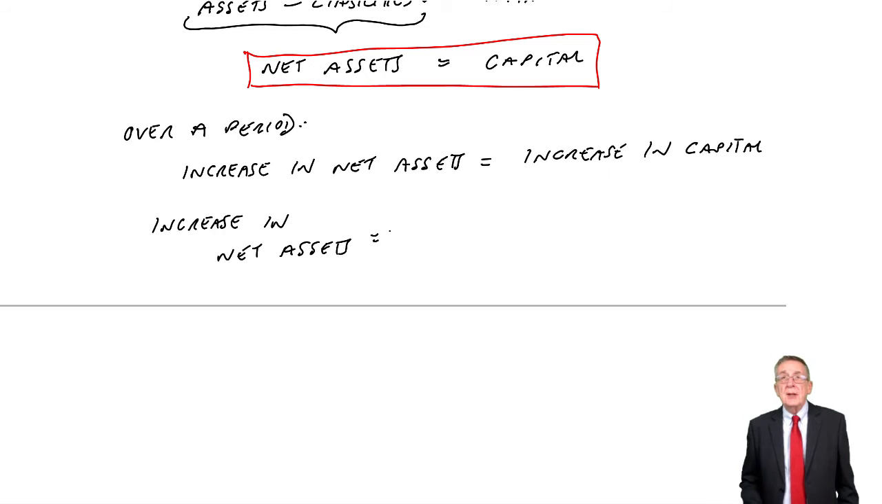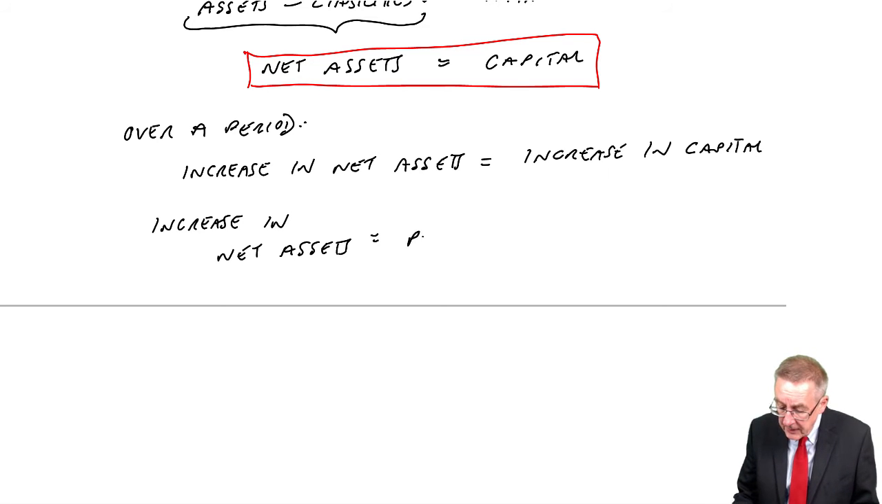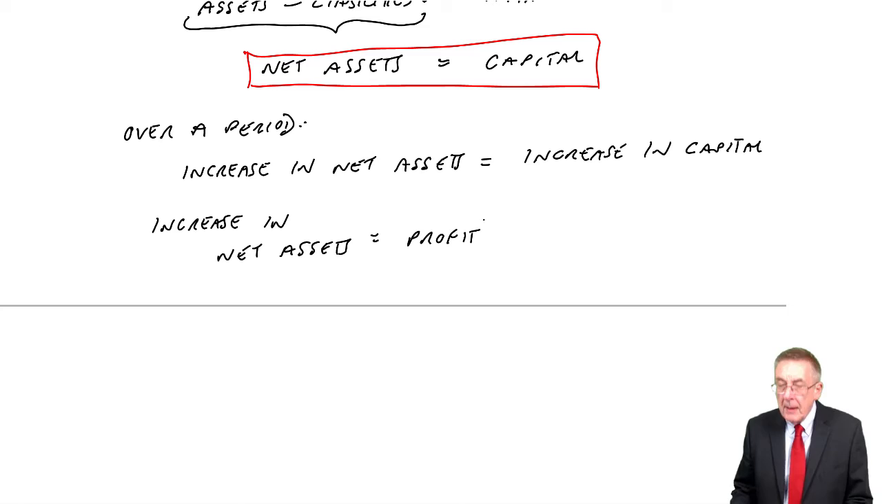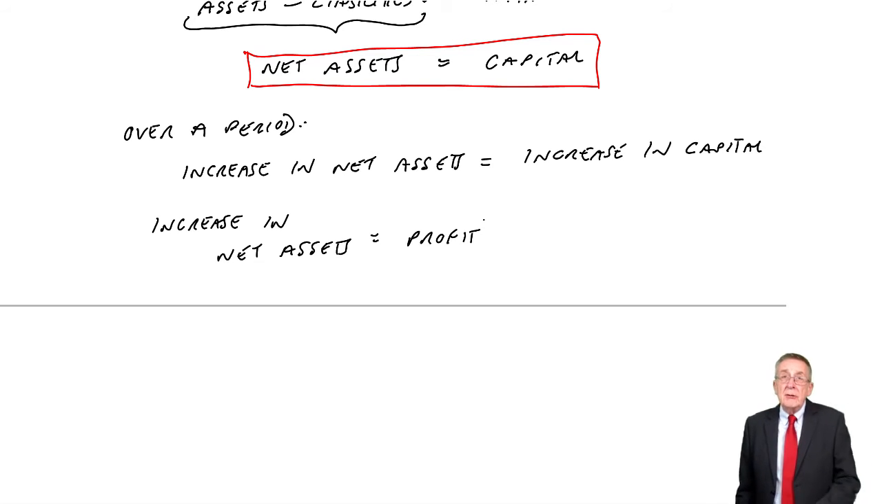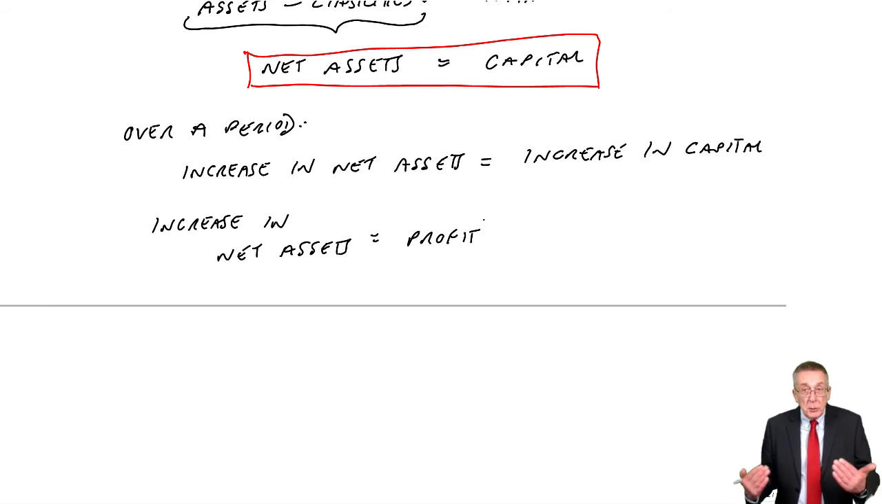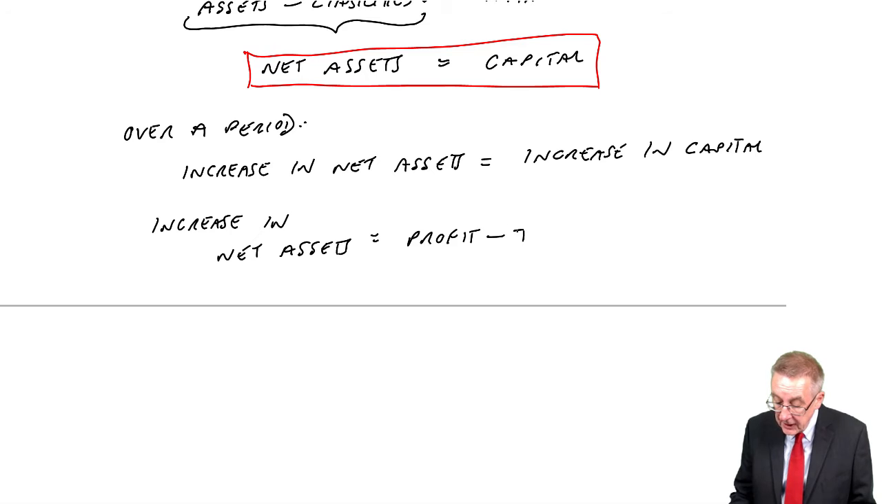Why will the total owing to the owner change? There are only 3 reasons why the total owing to the owner will change. One is because the business makes a profit. If the business makes a profit, there's more owing to the owner. Another reason is because of drawings. If the owner takes out money, there's less owing to the owner. The capital is lower.